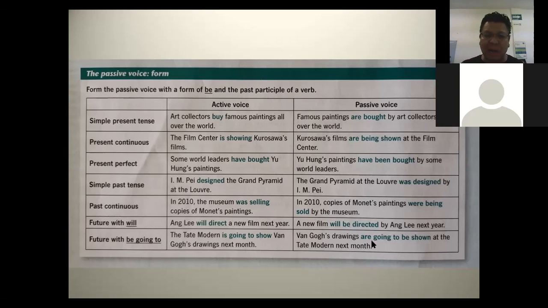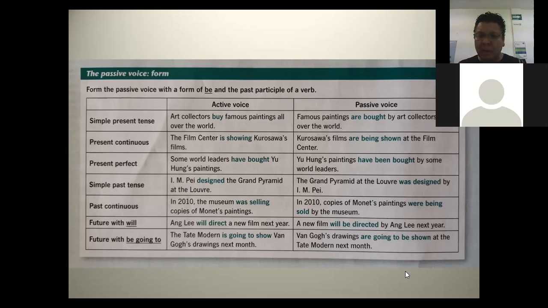Okay, look, in the active voice, the Tate Modern is going to show, va a mostrar, va a exhibir. Van Gogh's drawings are going to be shown, van a ser mostrados. Look that we have the different tenses in the active and in the passive. Remember, in the passive voice, we have a form of be and the past participle. Bought, shown, designed, sold, directed, and shown.